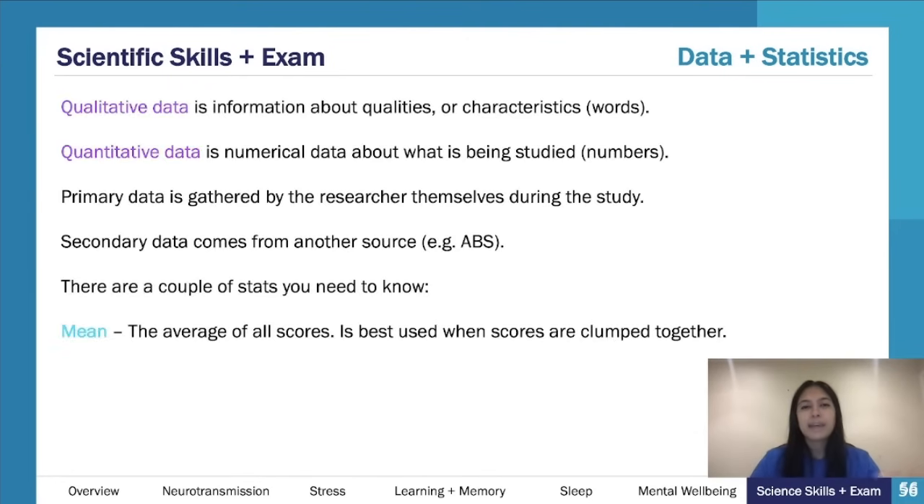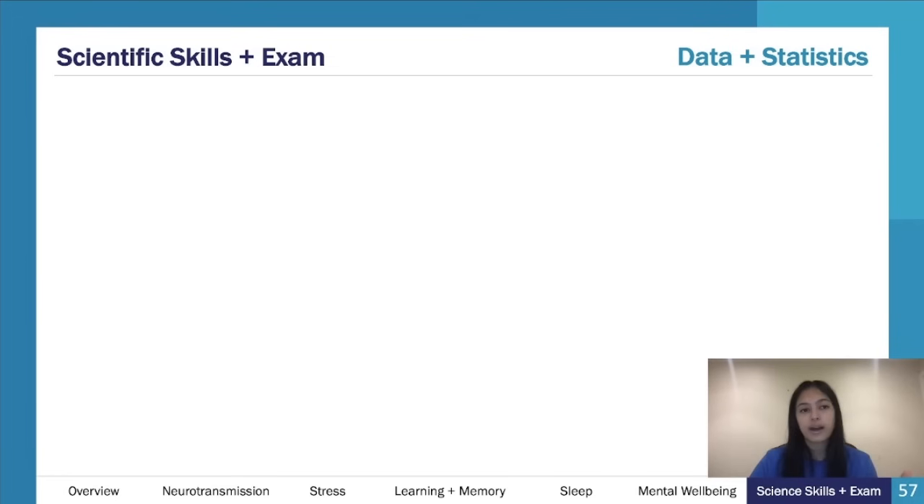So the mean, again, I'm sure you guys will be familiar with this, hopefully, is just the average. They could get you to calculate the mean. They won't get you to do anything that requires a calculator or that's really extreme. But you just have to add everything together and then divide it by the number of values that you have.